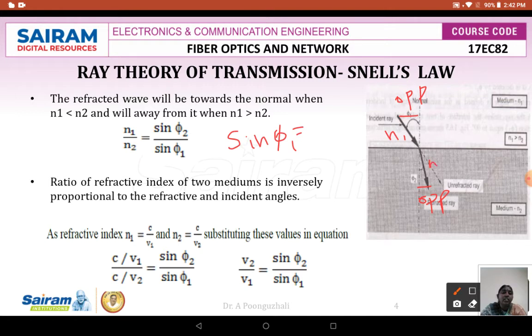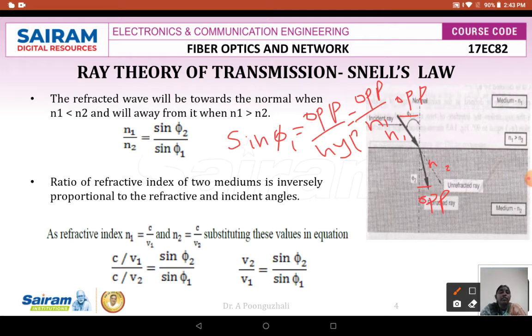So the hypotenuse here is going to be your n2. So sin phi 1 is equivalent to your opposite side divided by your hypotenuse. So what is the opposite side? Here in this case it is going to be your opposite side as such, divided by the hypotenuse, which is going to be n1.